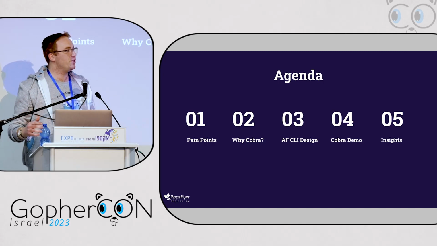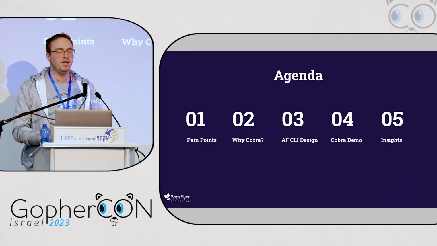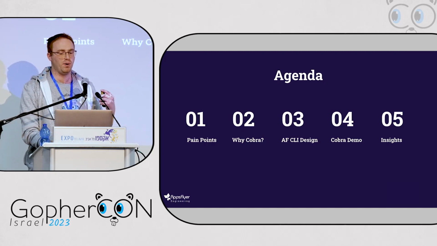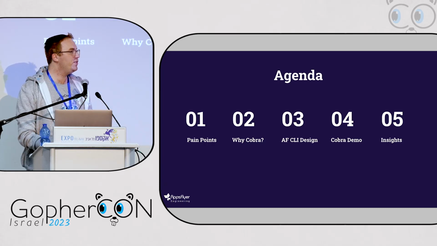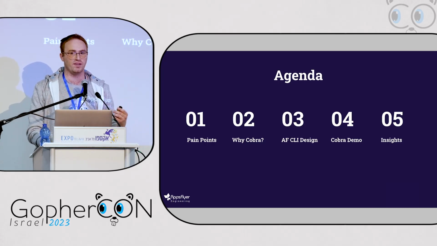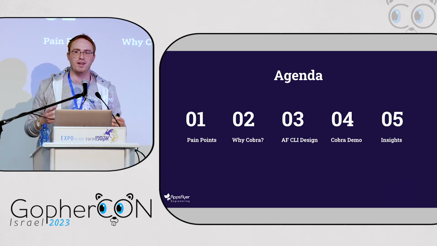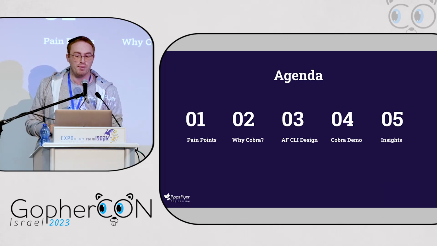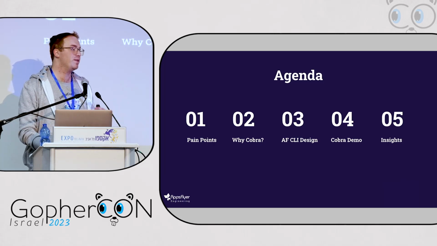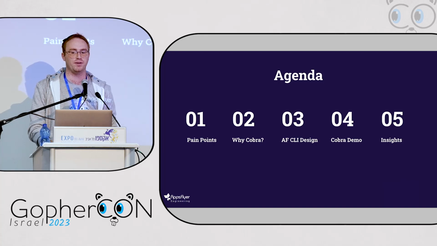In the course of the presentation, we're going to cover 5 main areas. Number 1, I want to describe some of the pain points that we found. Number 2, why was Cobra a relevant solution for us? Number 3, how did we practically design and implement the CLI toolchain that I'm going to describe? Number 4 is the fun part. That's where we actually write a demo CLI together, and I'll try to keep it pretty short and interesting. And number 5, I want to share some insights with you on the things that we've learned over the course of the past year and a half.